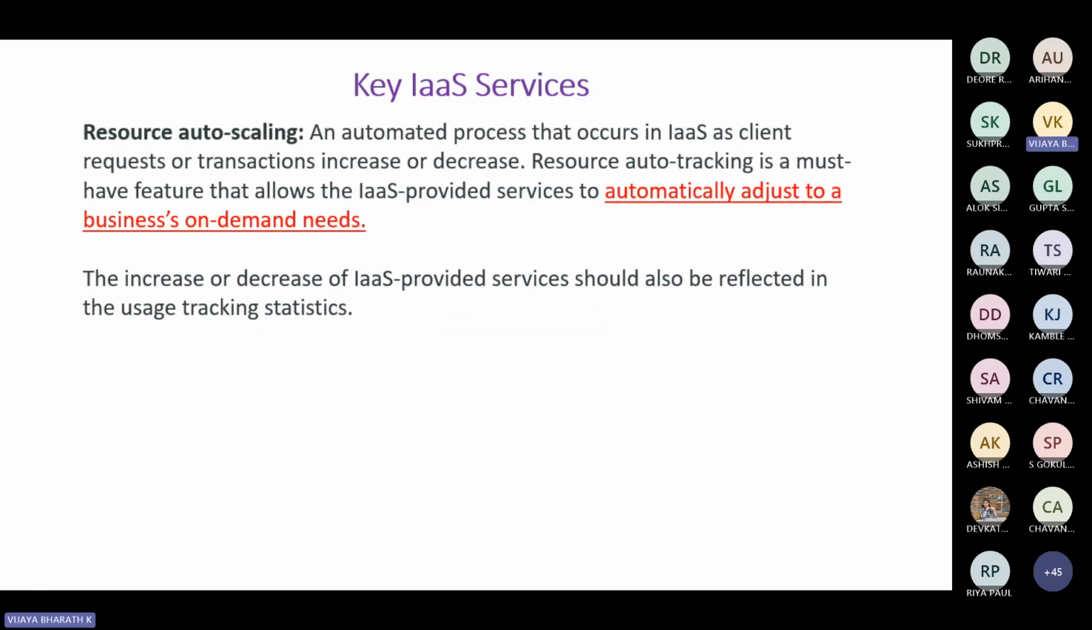Next is resource scaling. Resource scaling is an automated process that occurs when an IaaS client requests, like you need to increase or decrease the transactions. Resource auto tracking is a must. For example, what percentage is running, automatically spinning up new VMs to manage the workload. That is what is called auto scale. So you can increase or decrease IaaS services.